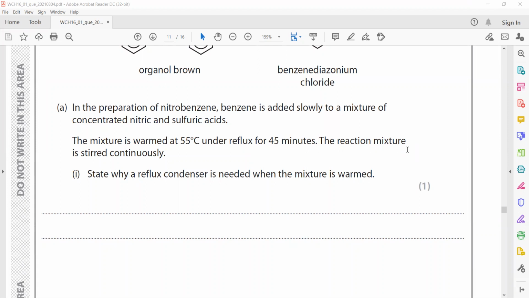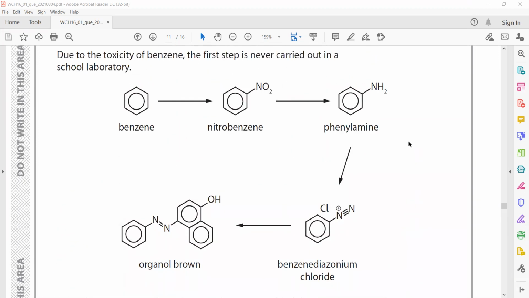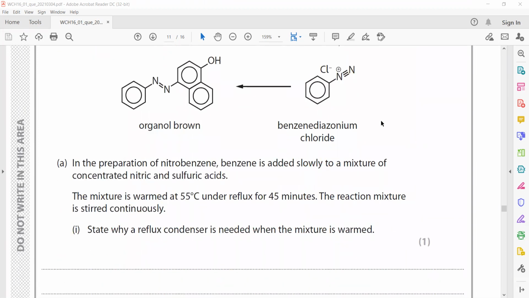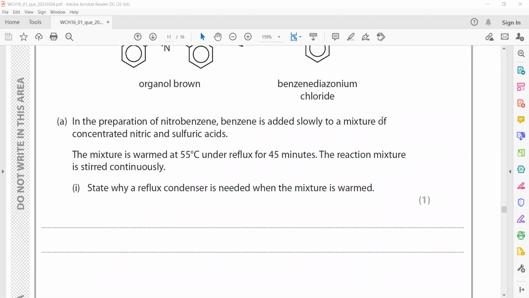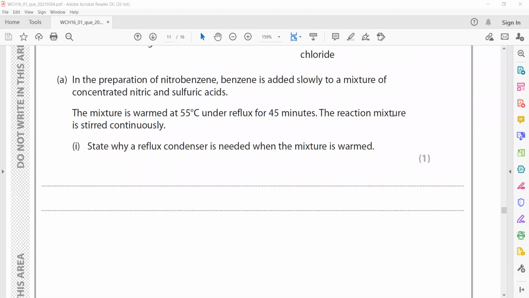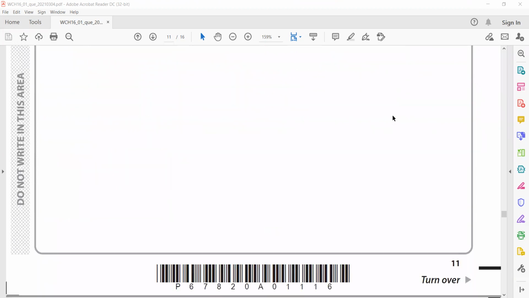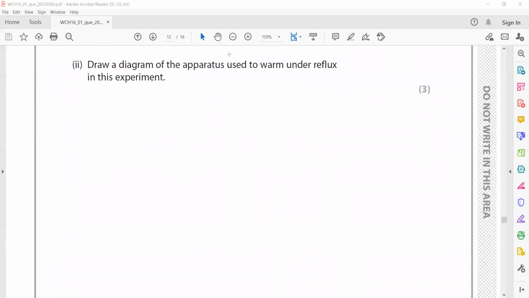State why a reflux condenser is needed when the mixture is warm. Why we want a reflux condenser? We want a thorough mixing of the reactant. We want the complete reaction. That's why we use a reflux condenser, or we don't want the toxic benzene to escape. Draw a labelled diagram. So for a reflux condenser, you should have a condenser in a vertical position.